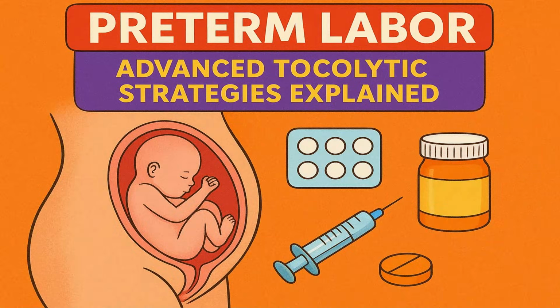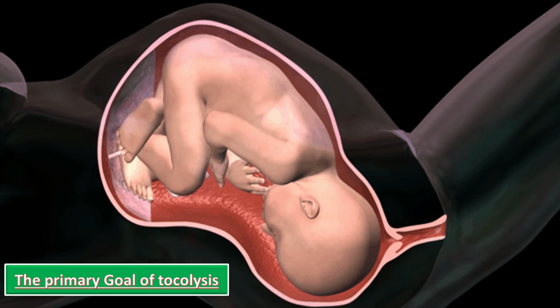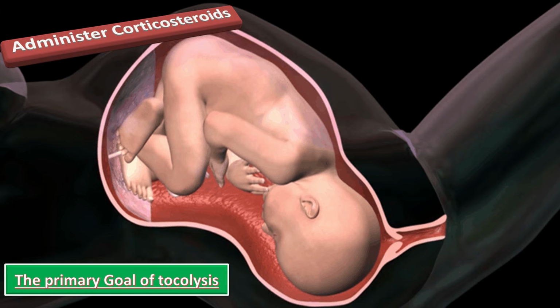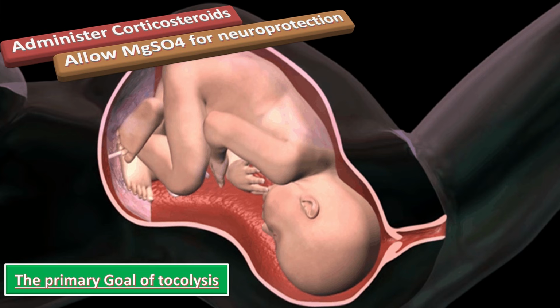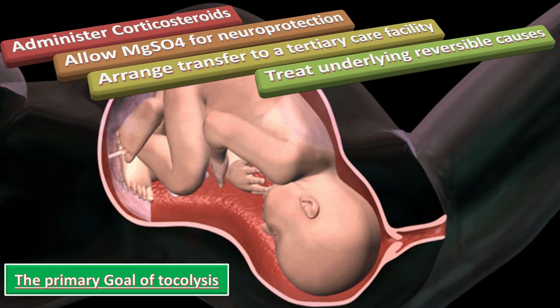Tocolytics are medications used to suppress uterine contractions temporarily. The primary goal of tocolysis is not to stop labor indefinitely, but to delay delivery long enough to administer antenatal corticosteroids, allow magnesium sulfate for neuroprotection, arrange maternal transfer to a tertiary care facility, and treat underlying reversible causes.